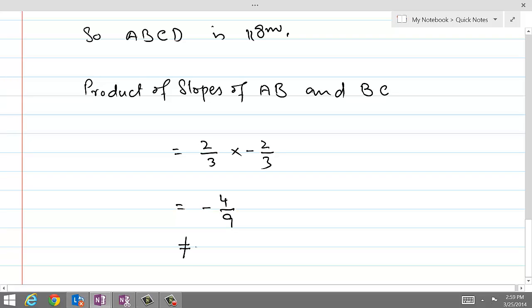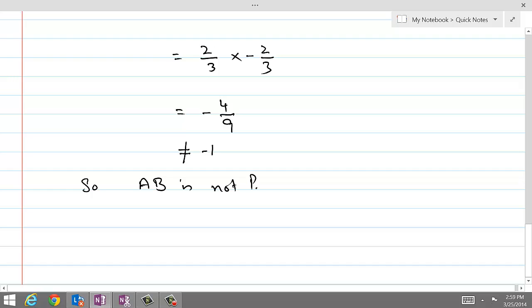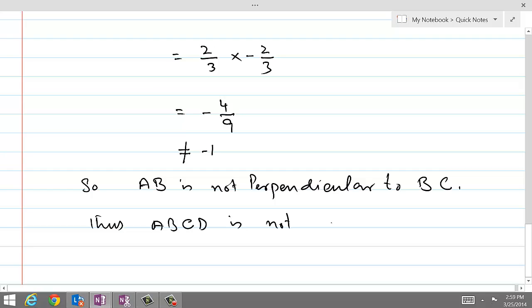This is not equal to -1. Thus, this is not a rectangle. So AB is not perpendicular to BC. Thus, ABCD is not a rectangle. If it was a rectangle, then the product of these slopes should have been -1.